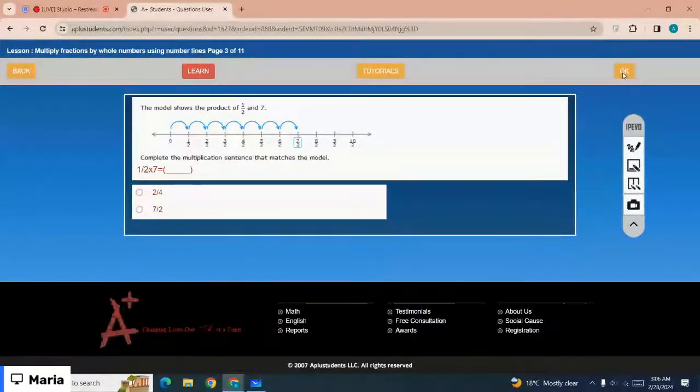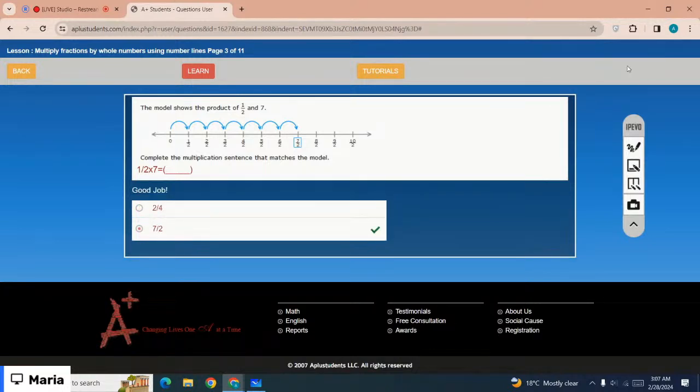The model shows the product of 1 by 2 and 7. So complete the multiplication sentence that matches the model. So which is the correct option? 1 by 2 times 7 is very good. That would be 7 over 2. Option number 2 is the correct option.